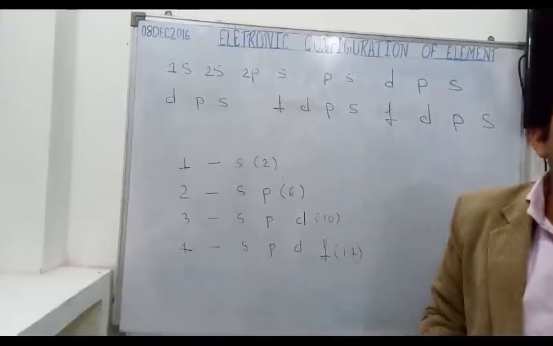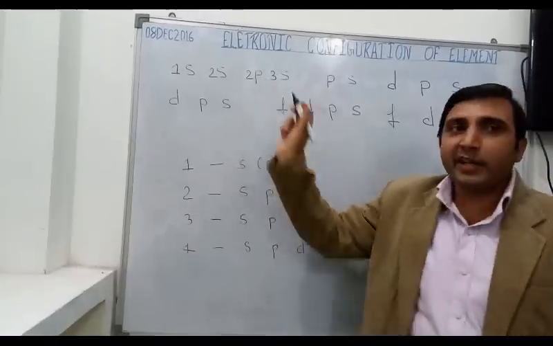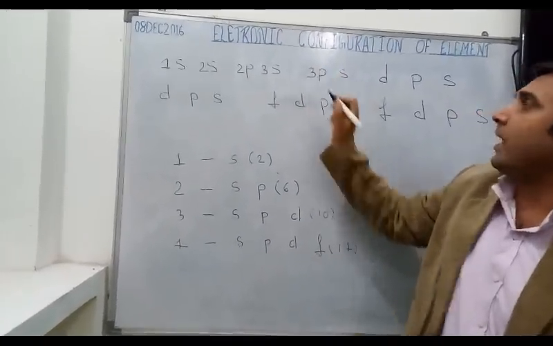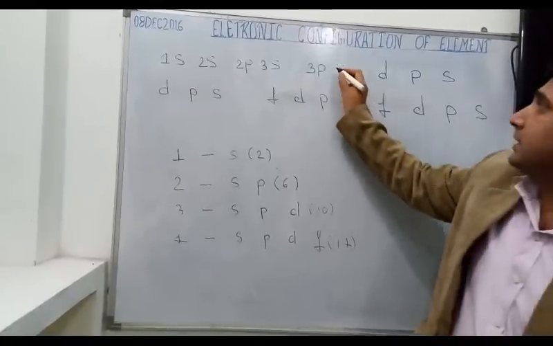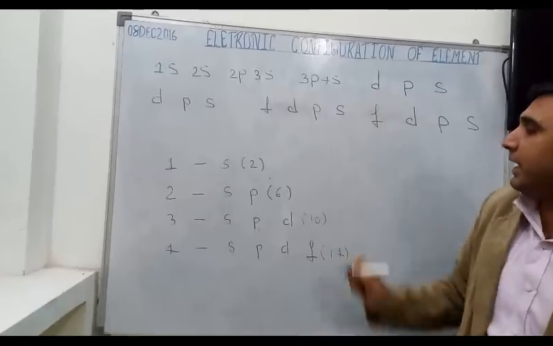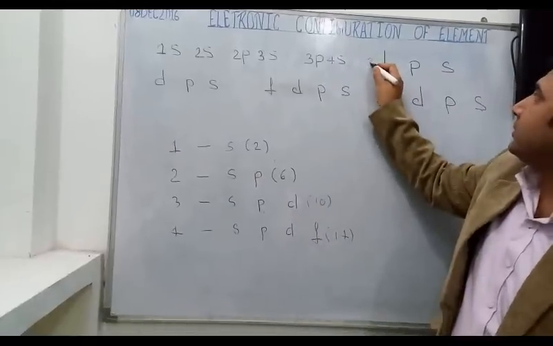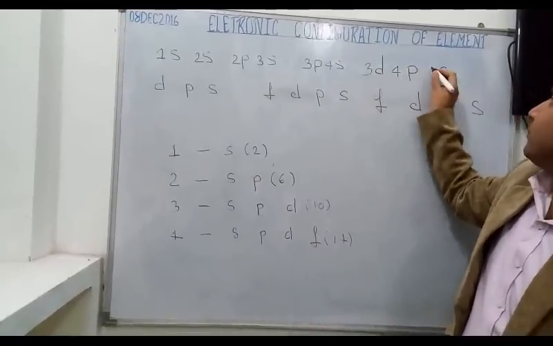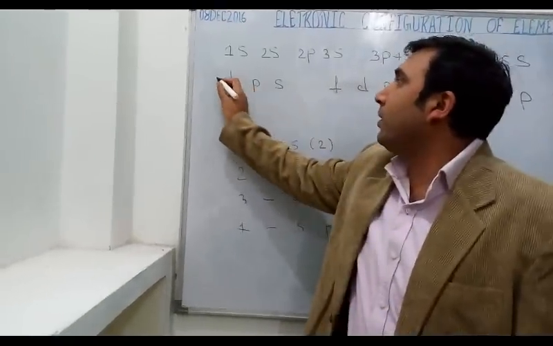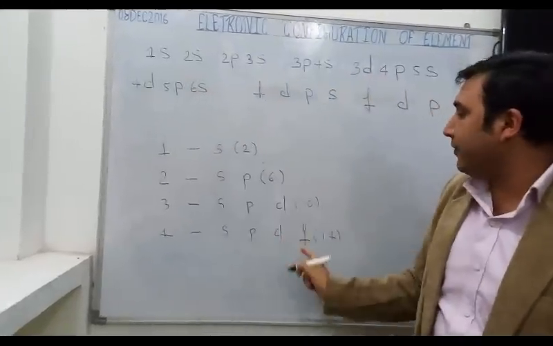After 2, which integer comes? 3. See here, 2p is already done. Then which s should come? 3s, and after 3 what comes? It's very easy. After 3 we have only 4. See here, D. When has D come for the first time? It has come in the third shell. So we will write here 3d, 4, 5. This is so simple. Now come here, after 3d what are we going to write? 4d, 5p, 6s. See here F, 4.